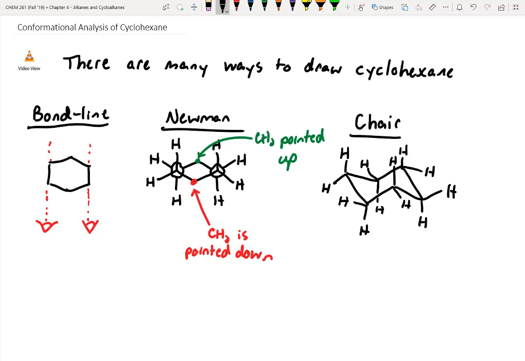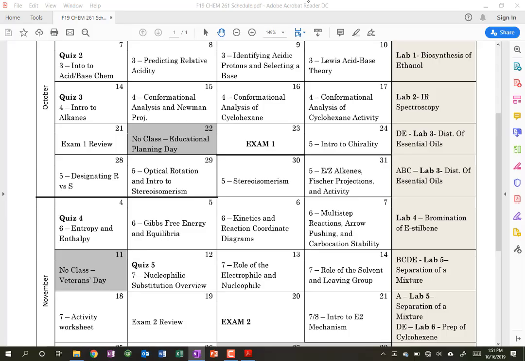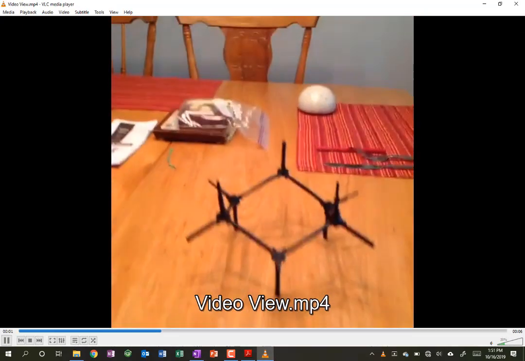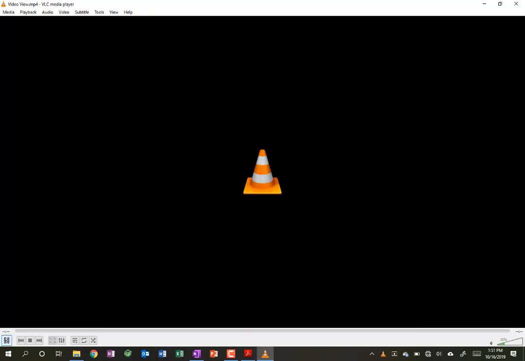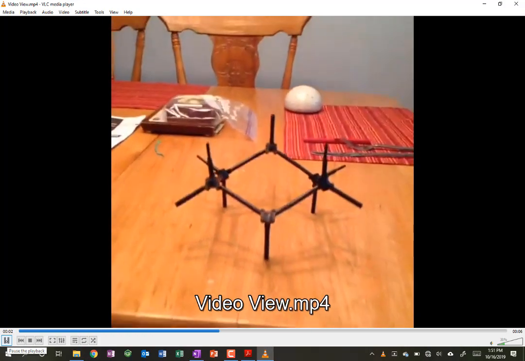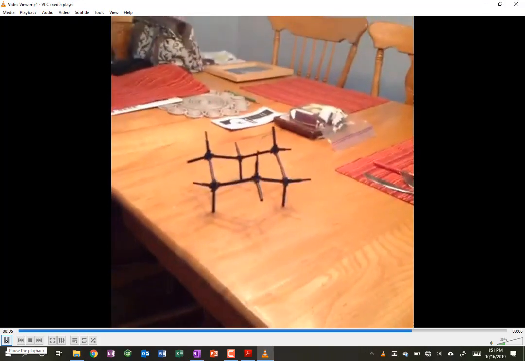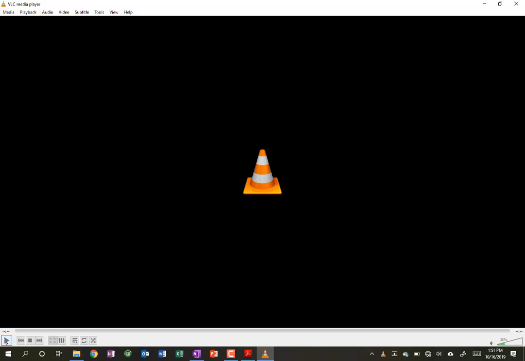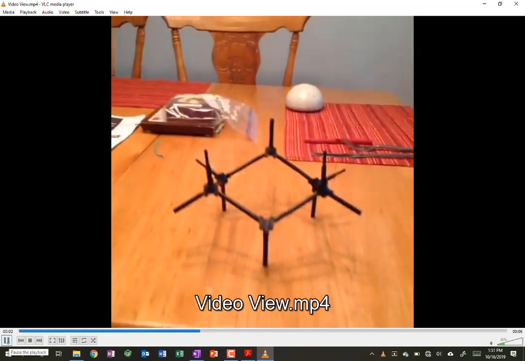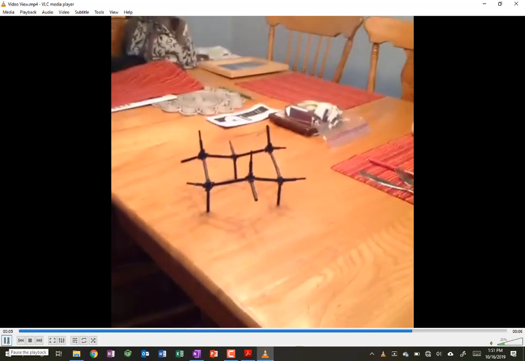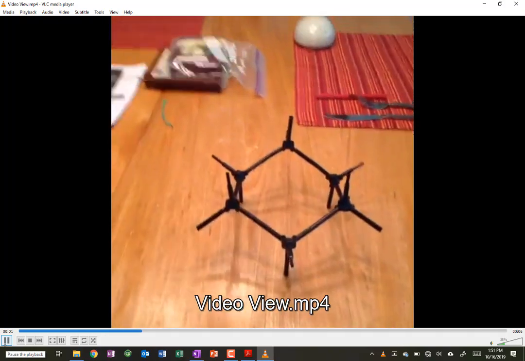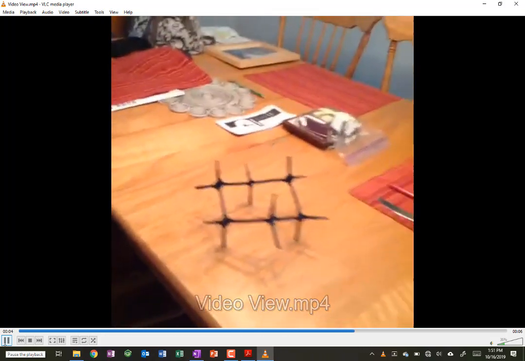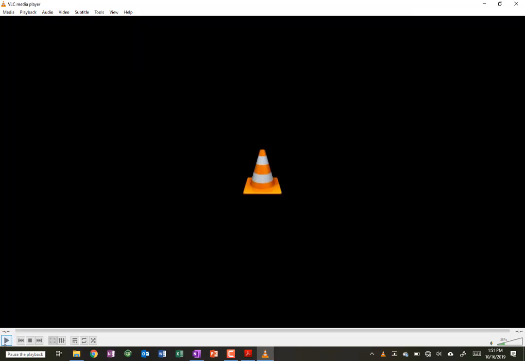All right, so let's look at this with a video loop. Let's try this a couple of times. Top down is 2D, bond line, and then we've got Newman, and then we've got our chair. Let's try it again: 2D, Newman, chair. Let's do it one more time just for fun: 2D, Newman, and then the chair. It's all the same molecule, we're just looking at it from different angles.